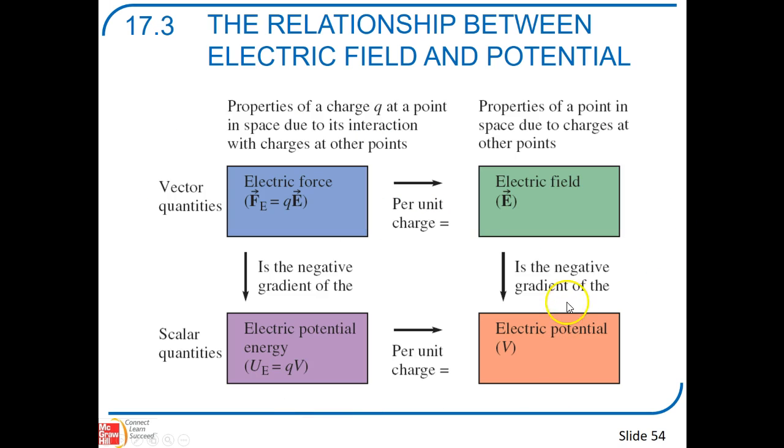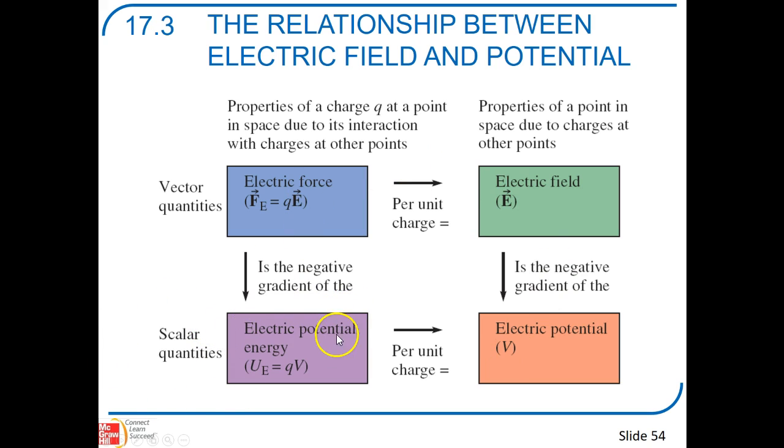For the next thing here, this compares a lot of these different quantities that we've looked at. For example, our vector quantities are electric force and electric field. If I have electric force per unit charge, I get electric field. And the negative gradient of the electric potential energy is the electric force. The negative gradient of the electric potential is the electric field. So it's just how all these things are related.